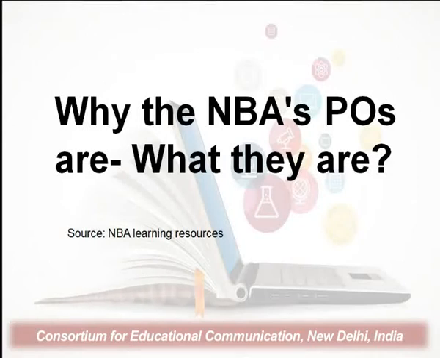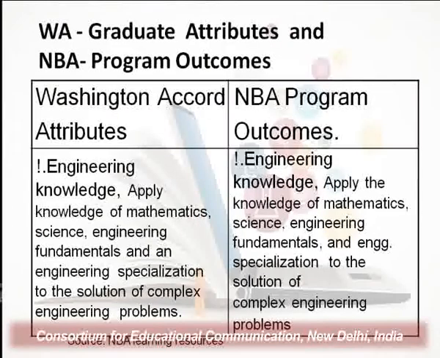Now coming on to why the National Board of Accreditation program outcomes are what they are. The Washington Accord graduate attributes and the NBA program outcomes we have to see in one line. Now coming on to the Washington Accord attributes and the NBA program outcomes. The first is engineering knowledge: apply the knowledge of mathematics, science, engineering fundamentals, and engineering specialization to the solution of complex engineering problems. The NBA program outcome is the same: engineering knowledge, apply the knowledge of mathematics, science, engineering fundamentals and engineering specialization to complex problems.